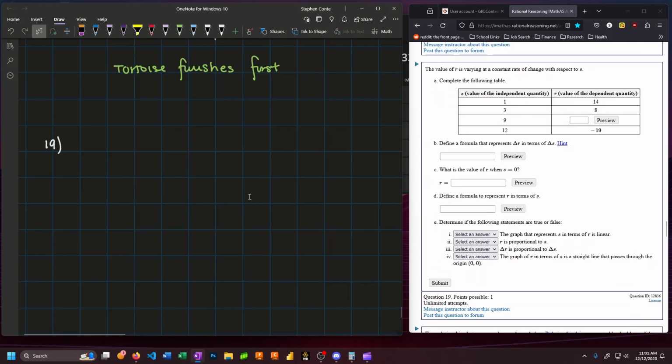The value of r is varying at a constant rate of change with respect to s. Okay, so we're told that r varies at a constant rate of change with respect to s. So that means that delta r over delta s, the rate of change between the two variables, or their slope, is constant. So this ratio will be some constant value, which we just need to solve for.